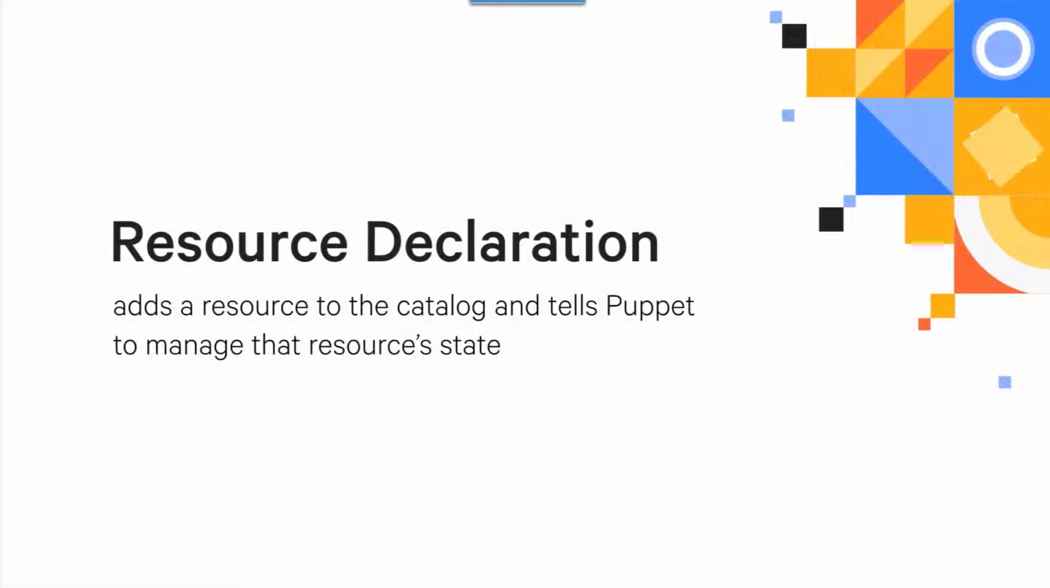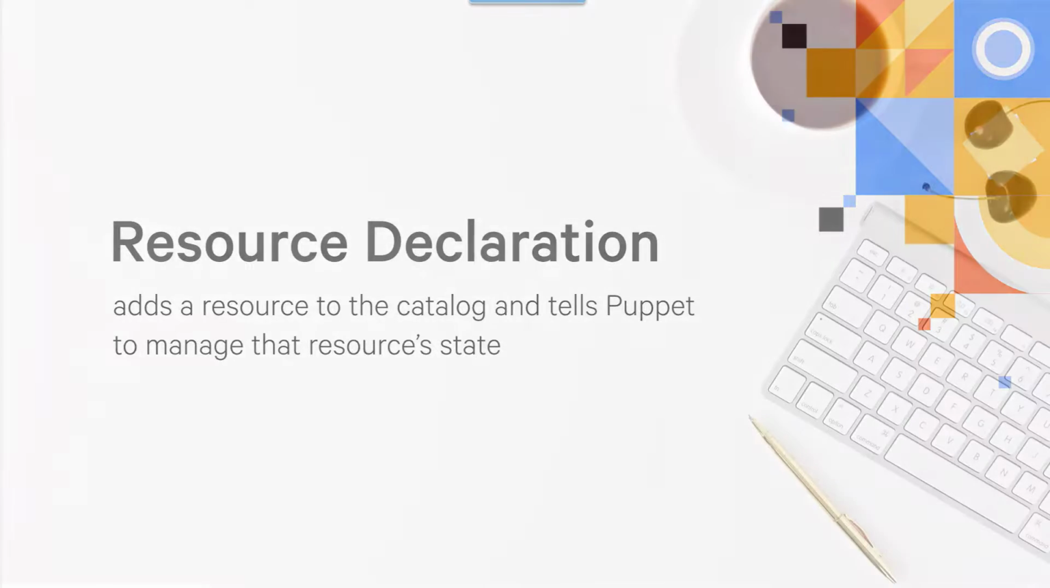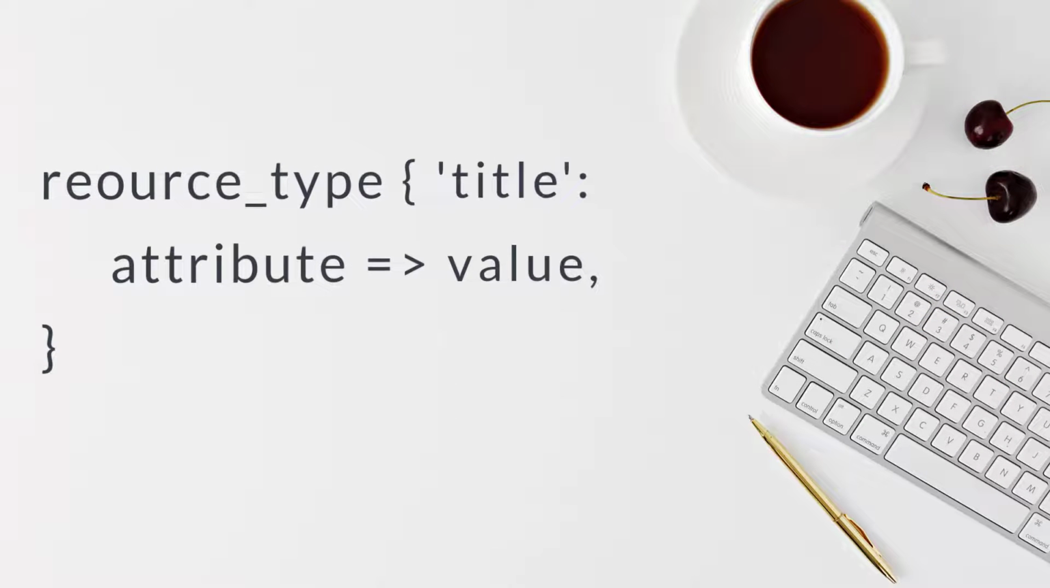Resource declaration adds a resource to the catalog and tells Puppet to manage the resource state. Every resource declaration begins with a resource type. Resource types are what you want to manage in your agent nodes, followed by opening curly braces, then the resource title. The title is a string that identifies the Puppet resource and is typically the name of what we are managing.